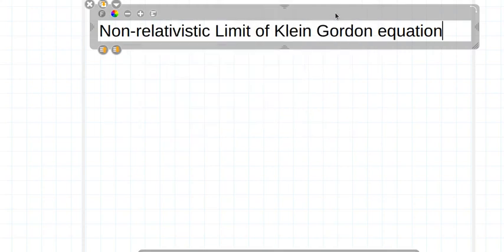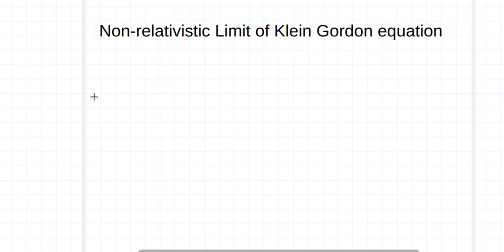Okay, so in the last lecture, I talked about the equation of continuity in the Klein-Gordon equation. Now, in today's lecture, I will talk about the non-relativistic limit of the Klein-Gordon equation. So, let us consider the Klein-Gordon equation for a free particle, as we have derived in the earlier lectures.